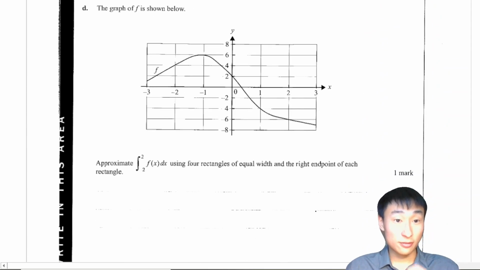Right. The graph of f is shown below. Approximate the integral from -2 to 2 using 4 rectangles of equal width and the right endpoint of each rectangle. Okay.